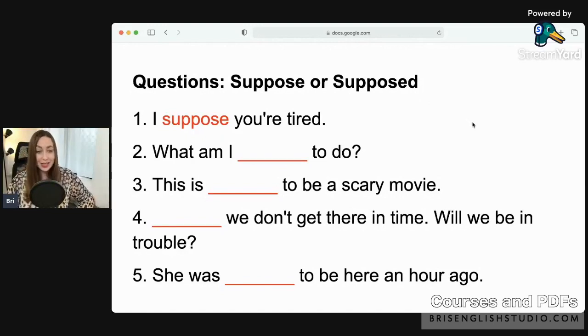suppose. So this means the same as assume, okay? To think something, but you don't have enough evidence. Okay, I suppose you're tired. So I'm not sure. I don't know 100%, but I assume you're tired.